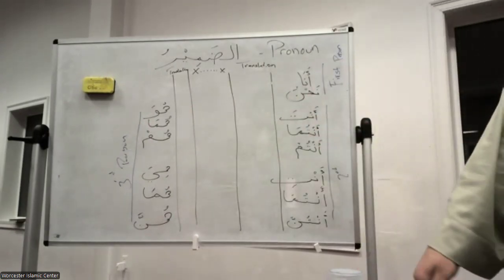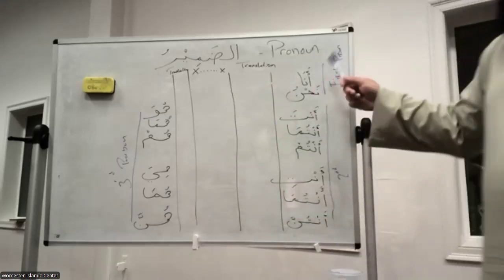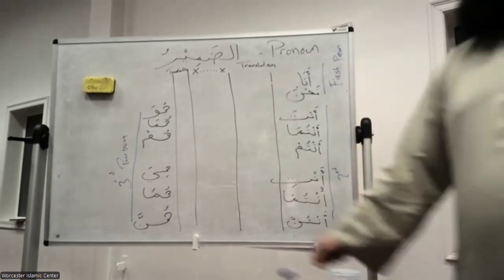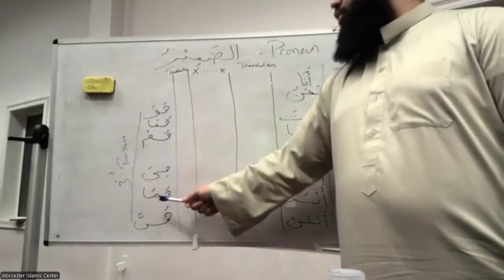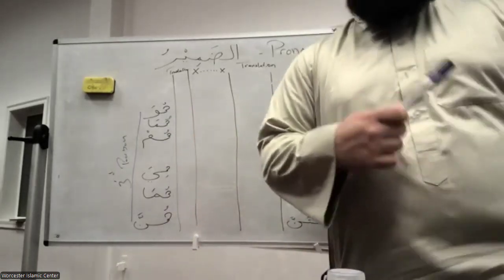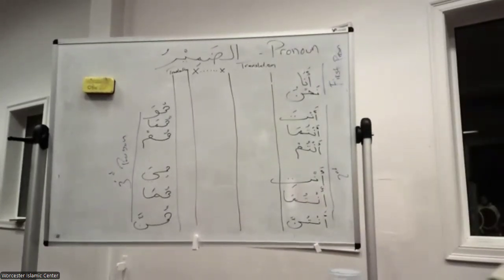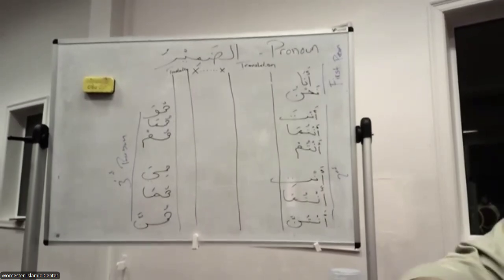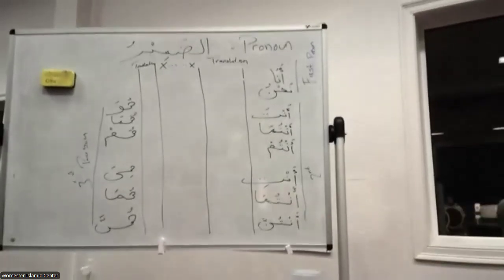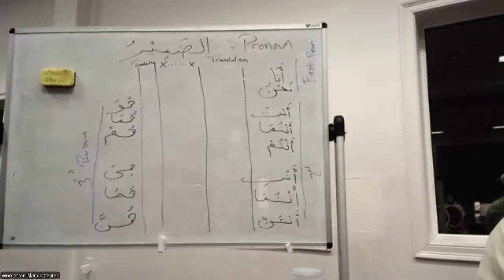So then you can write down the translation with that. Ana, nahnu, anta, antuma, antum, anti, antuma, antunna, huwa, hum, hiya, huma, hunna. This is something that you just repeat over and over again in this rhyme so that you can memorize it. Make sense? I'll leave it here for anyone that needs to still write.